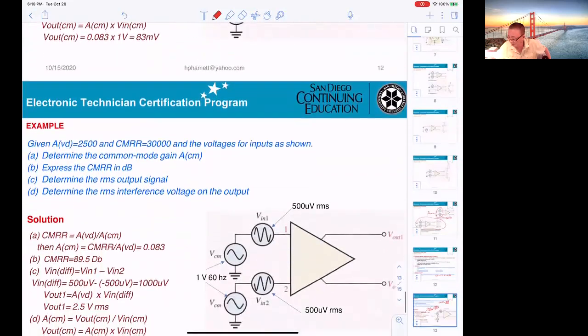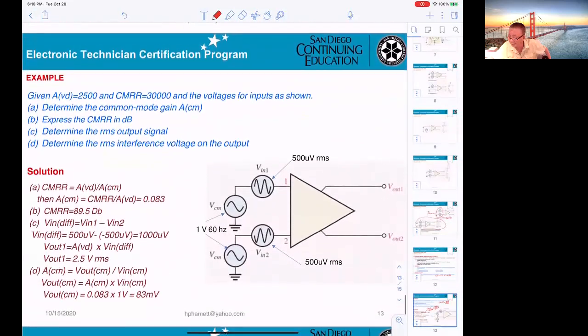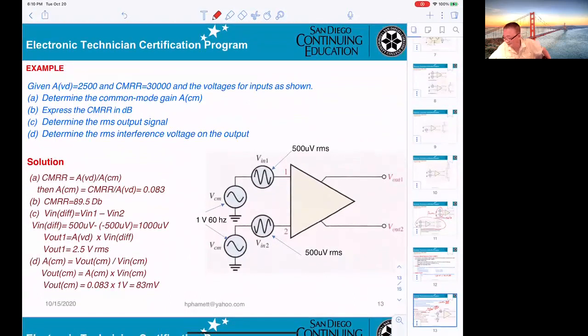Okay, now another one here. They are given AVD 2,500, CMR 30,000, and the voltage input. Now they apply two, not one. V in 1, 500 micro. V in 2, 500 micro.